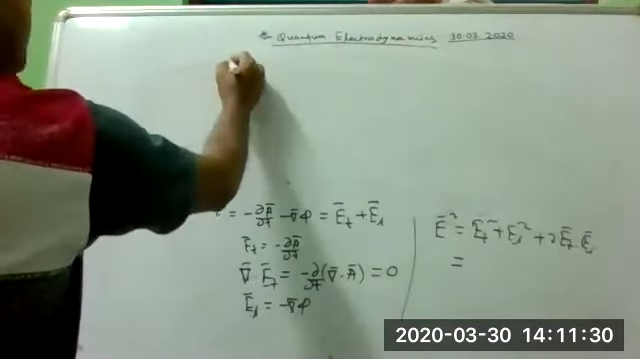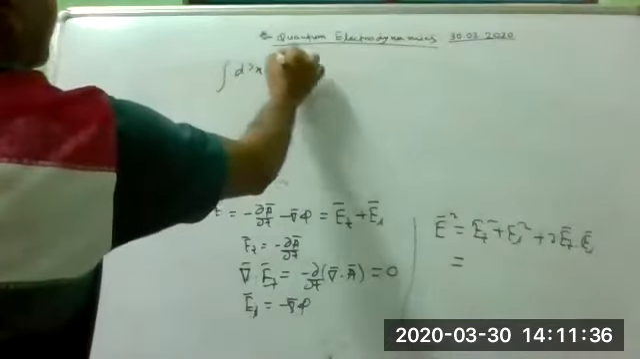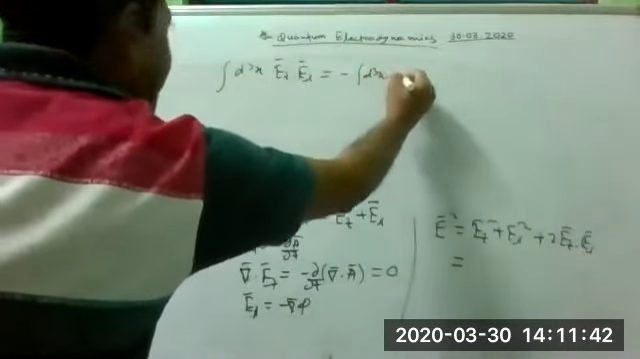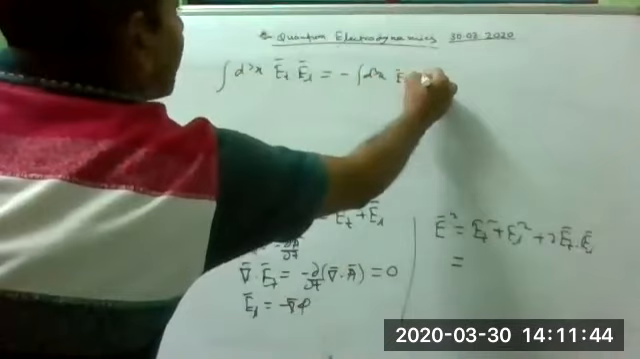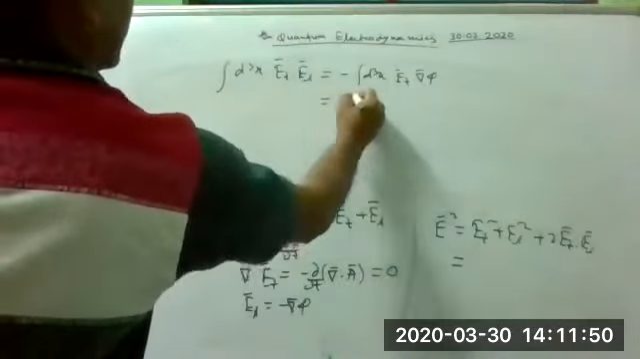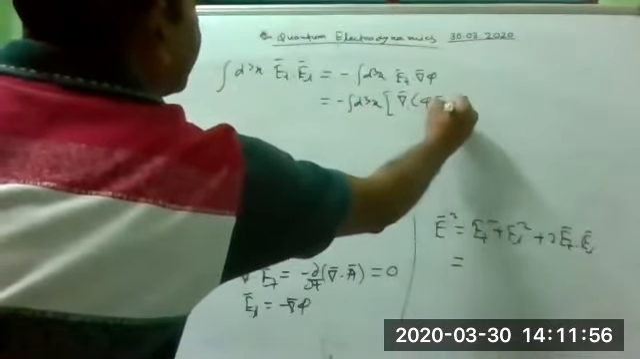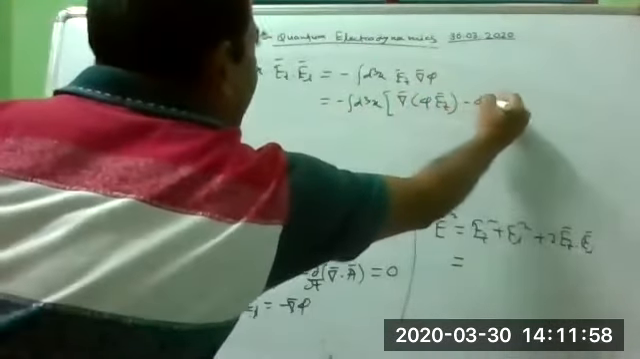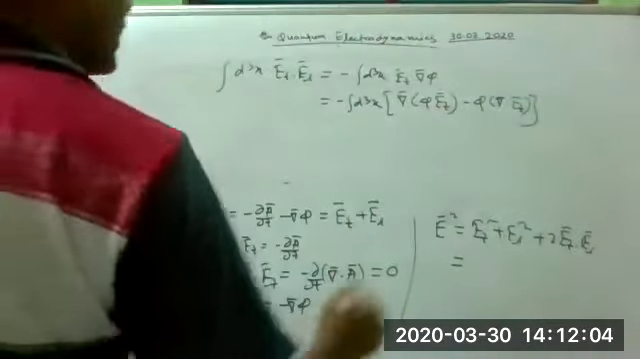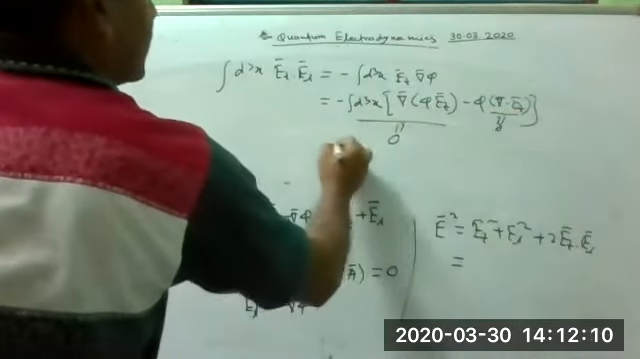Now we calculate the integral d³x of Et dot El, which is equal to minus the integral d³x of Et dot grad phi. This can be written as minus the integral d³x of the divergence of (phi Et) minus phi times the divergence of Et. The term divergence of Et equals 0, and the other term is a surface term, so that is 0. So this equals 0.